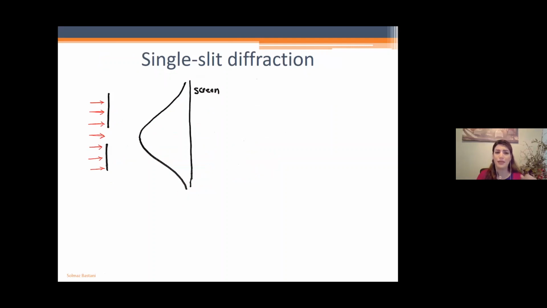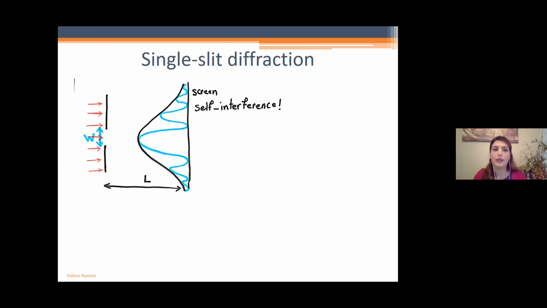Now, it happens that when you have just a single opening or slit, again, my common sense says that I will see something bright here in the middle, and then I go farther away and get dark spots. Now, what if I tell you that we will again see interference here, but this is self-interference? It seems that the light is self-interfering with itself.